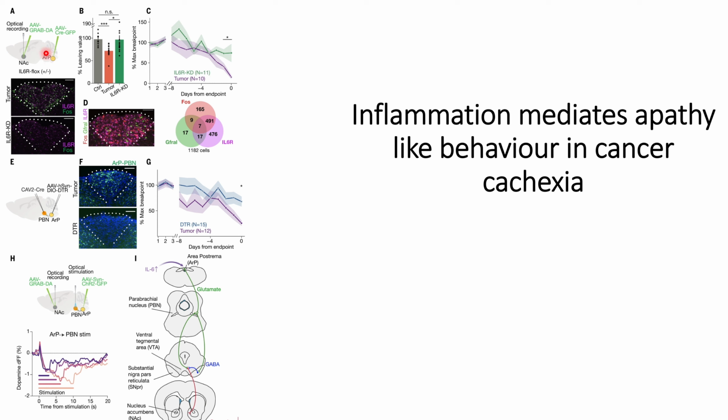When they knock down this interleukin 6 in the NAC, what they are able to see is that the percentage leaving is upregulated compared to the tumor case. In panel C also, we can see that when the interleukin 6 is knocked down, the percentage breakpoint is recovered to some extent compared to the tumor case.